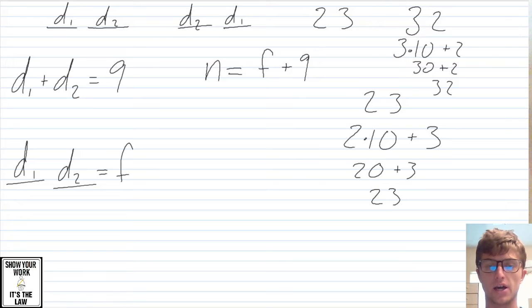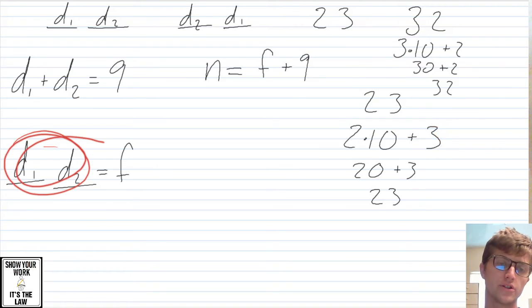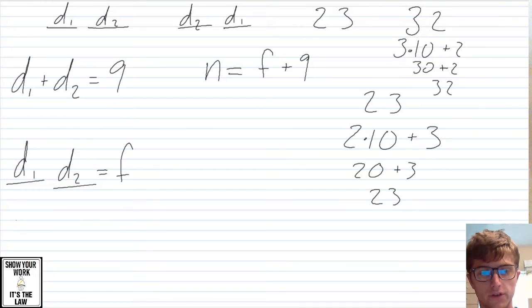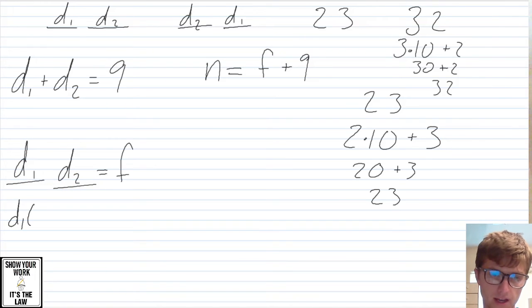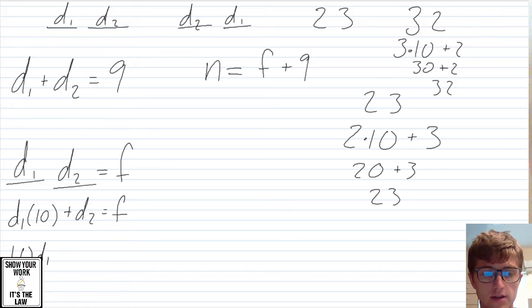So let's do the same thing here. Same rule. See how we took our first digit, multiplied it by 10, and added our second digit. That's what we want to do right here. So take our first digit, multiply it by 10, add our second digit. And then another way of writing that, we have a constant multiplied by a variable. We can just treat that as the coefficient. So 10d1 plus d2 equals f.